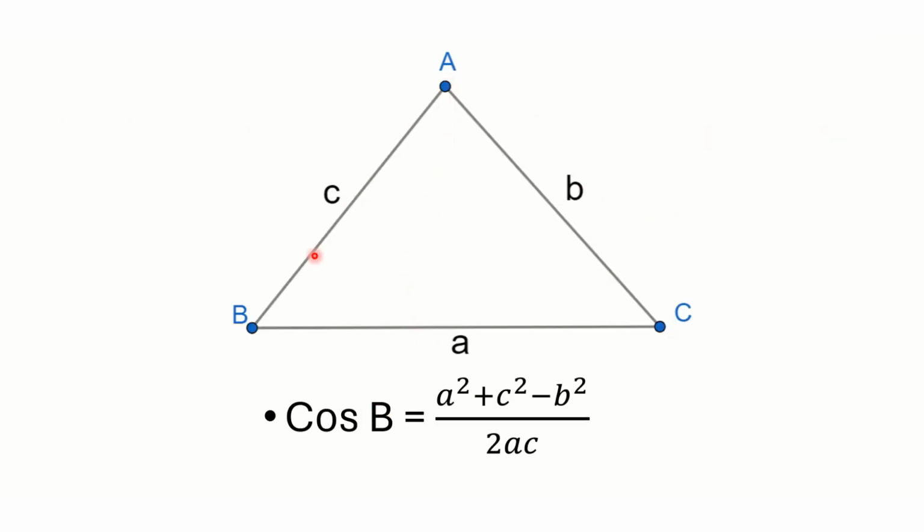So for example, if you have a triangle ABC, this length is a and this length is b and this length is c, then this angle cos B is given by this formula. This is a square plus c square minus b square divided by 2ac. So this side and this side, square and sum, and then you divide by the product of 2 times this side and this side, and there is a minus of b square. So I will use this formula to calculate the angle.